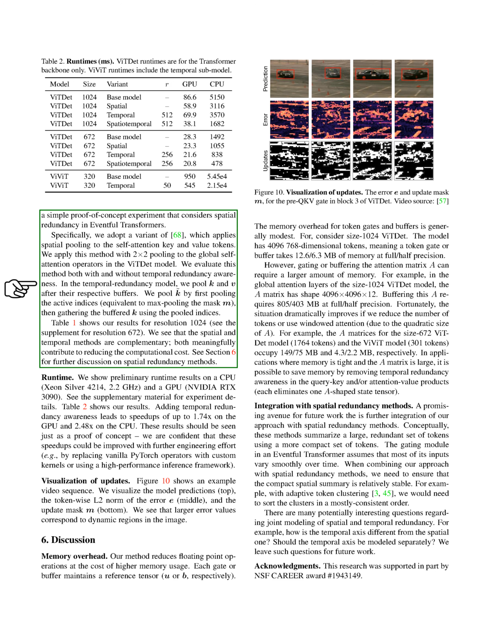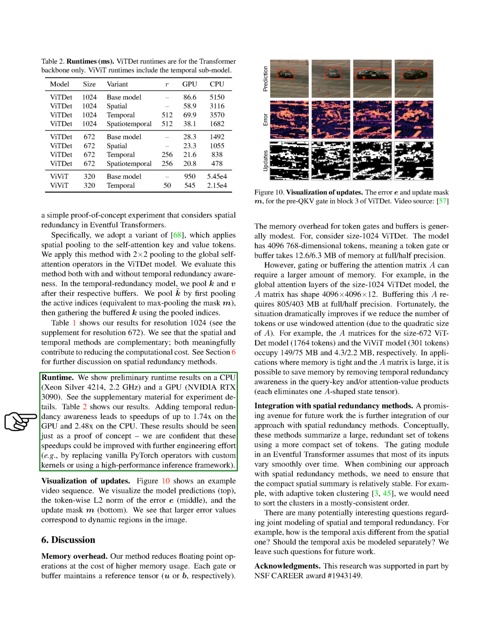Next, we'll look at some preliminary runtime results. These were obtained on a CPU, Xeon Silver 4214, 2.2 GHz, and a GPU, NVIDIA RTX 3090. The details of the experiment can be found in the supplementary material. Our results, which are shown in a table, indicate that adding awareness of temporal redundancy can lead to speed increases of up to 1.74 times on the GPU and 2.48 times on the CPU.